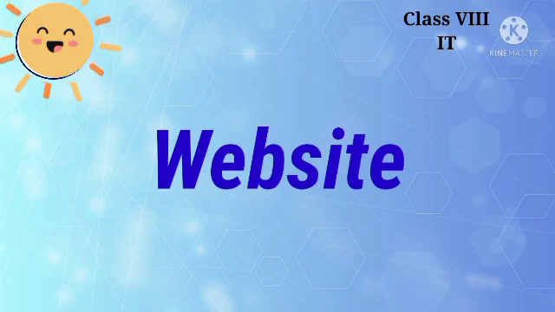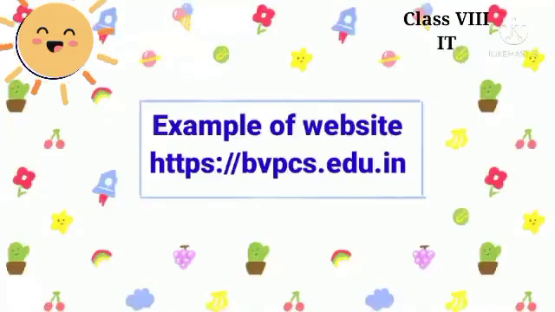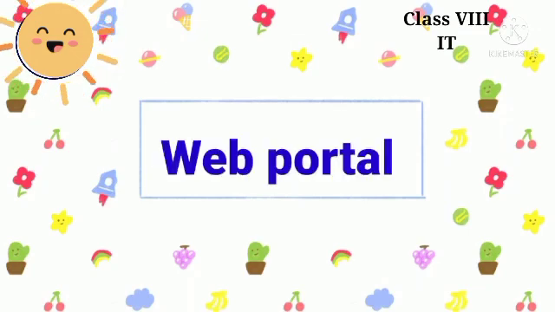Next is website. What is a website? A website is a collection of web pages which are interlinked to each other. We know what you mean by web page. The collection of web pages is called a website. They are all interlinked to each other. Next is an example of a website. https://bvpcs.edu.in. This is an example of a website. It includes a number of different pages.